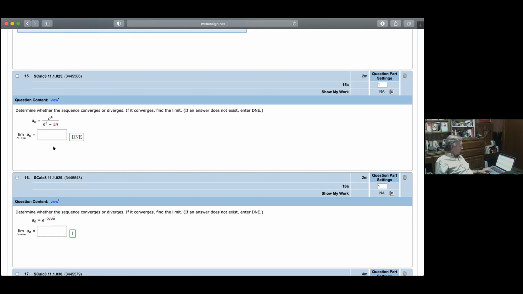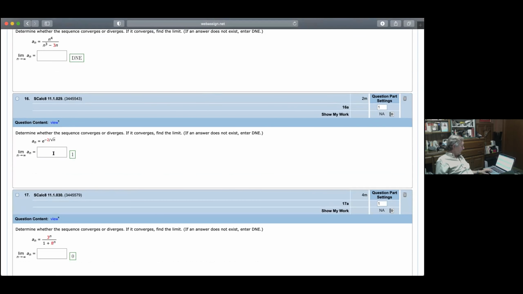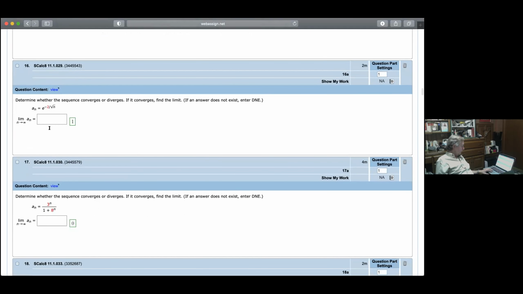So that's what I would do. Now, it gets a little harder here, maybe. What happens to e to a negative power? Well, in general, e to the negative power might go to 0, maybe. But what happens here when n gets big? When n gets big, 2 over n gets small. So this becomes e to the 0, and that's 1.